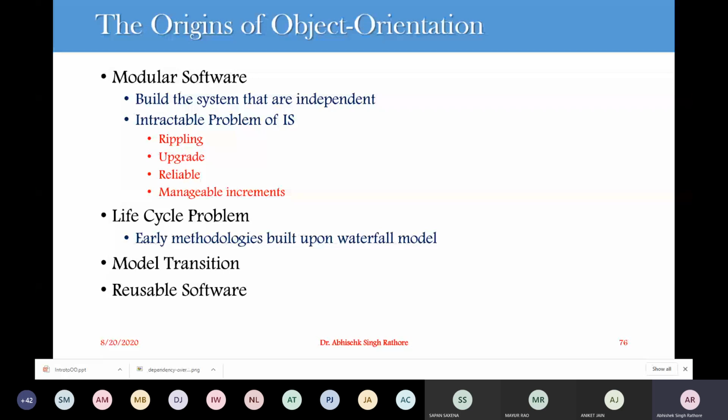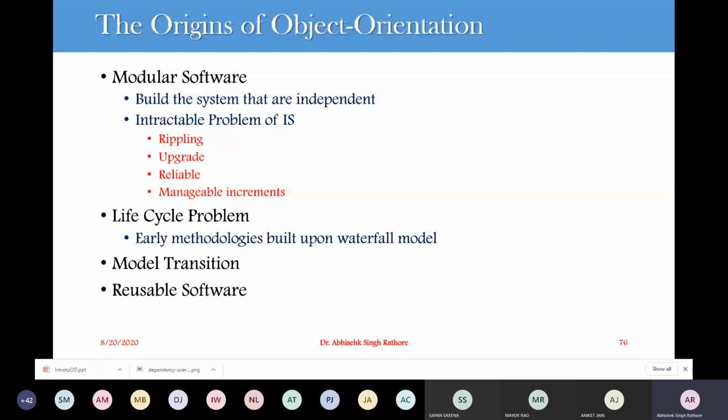So what we need to do is avoid this transition problem by using a correct set of models throughout all phases, adding more details at each stage, and it leads to the development of object-oriented technology.